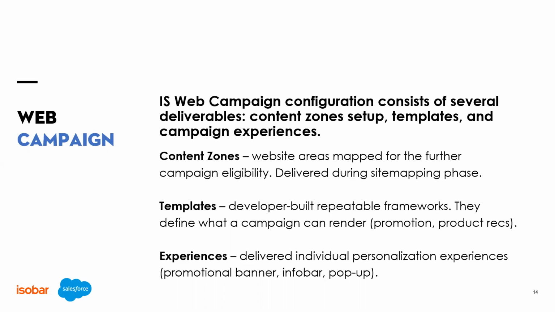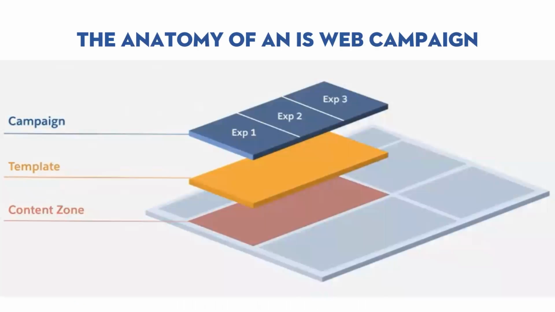Interaction Studio web campaign configuration consists of several deliverables. So it should be content zone setup, template setup, and campaign experiences. Before I go into each of these deliverables, I will show you this slide, the anatomy of an Interaction Studio web campaign, just to have a visual understanding of how it's set up.